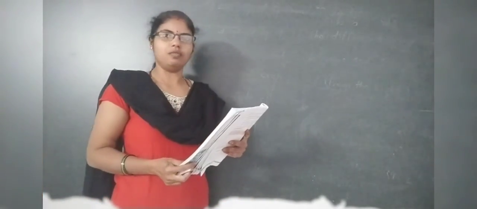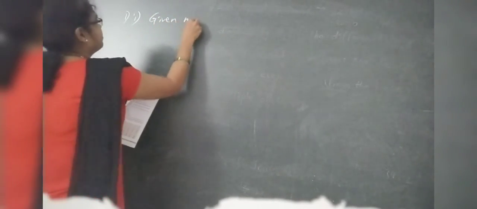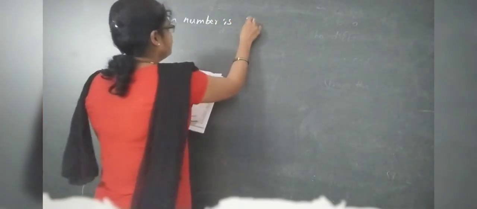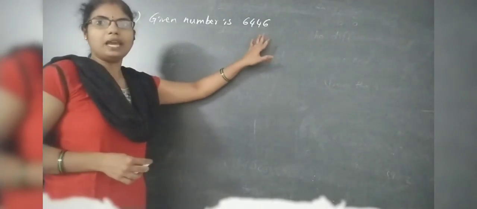Exercise 3.2, children. First problem. Using divisibility rules, determine which of the following numbers are divisible by 11. First one. Given number is 6446. 6446 is given. Now you have to check whether it is divisible by 11 or not.